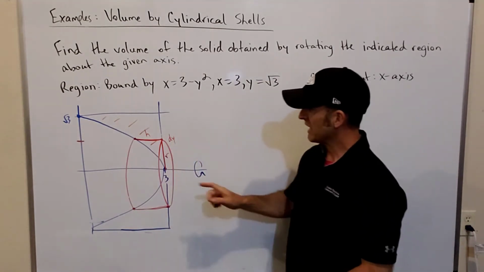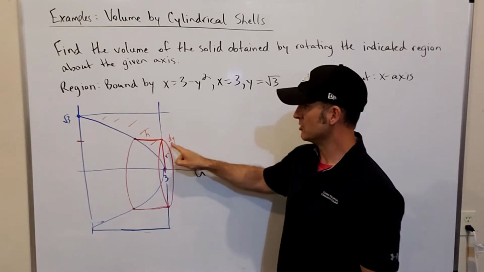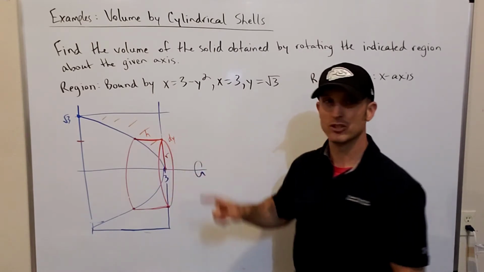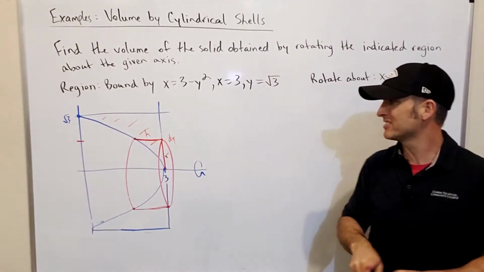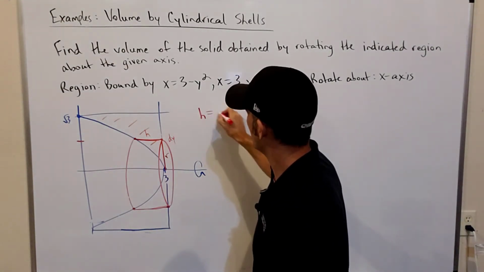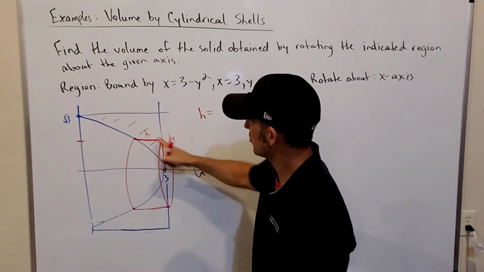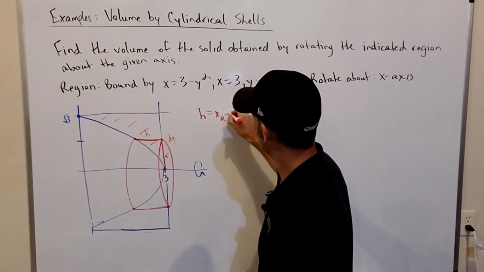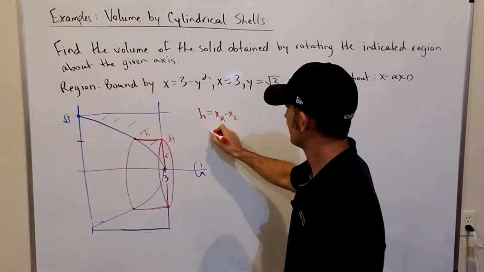All right, now I need to figure out my height in terms of y and my radius in terms of y. Now this is going to be different than discs and washers. You'll see the feel for this in a minute. So the height is measured horizontally, so I take the right x value minus the left x value.